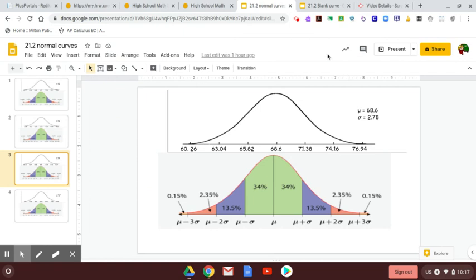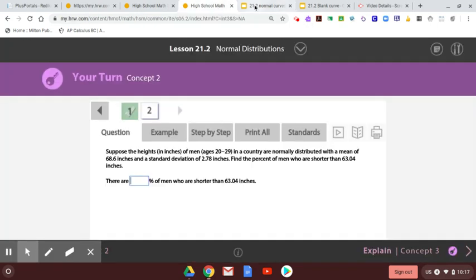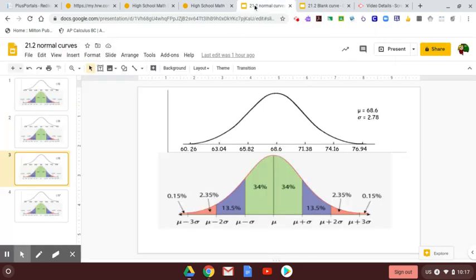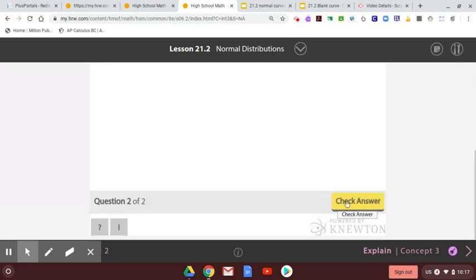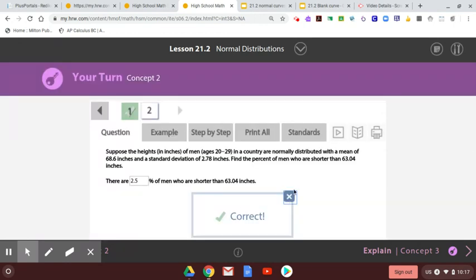So we've got our 68.6, right, and 2.78. And we want to find the percent that falls below 63.04. So again, those values should show up somewhere on your curve. We want to find the percent that falls below this number. So as we line it up, these two percentages fall below. So 2.35 plus 0.15 is 2.5%. So we're going to type it in. We can scroll down and check our answer and see how we did. And we're correct. All right, so both of those are done.